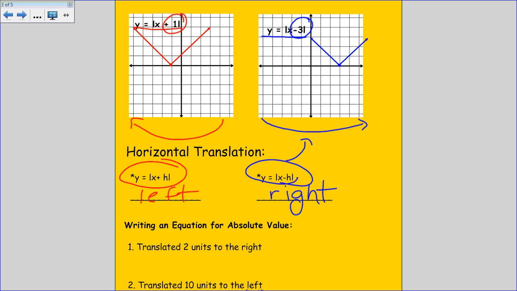So we can do the same thing we did before, and we can plug these into an equation. If it wants one for an absolute value graph that's translated 2 units to the right, we have a formula for when it goes to the right. Remember, it's the opposite, so we subtract it. So we can say y equals, and the whole thing is in our absolute value here, x minus 2. Or, if it wants to know one when it's translated 10 units to the left, it would be y equals the absolute value of x plus 10. And the whole thing's in your absolute value.